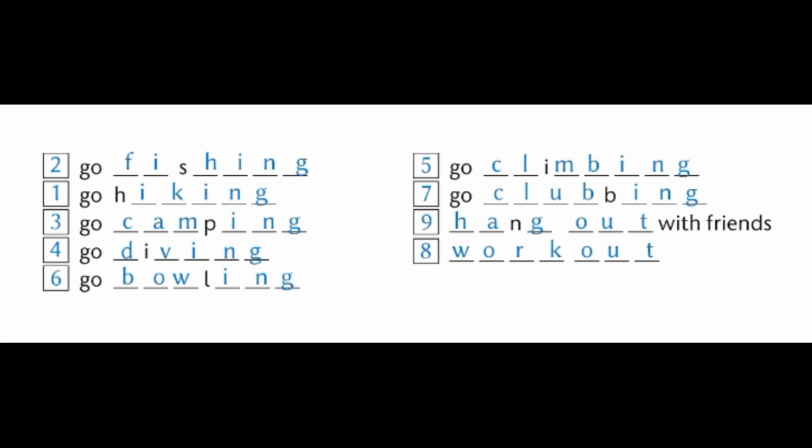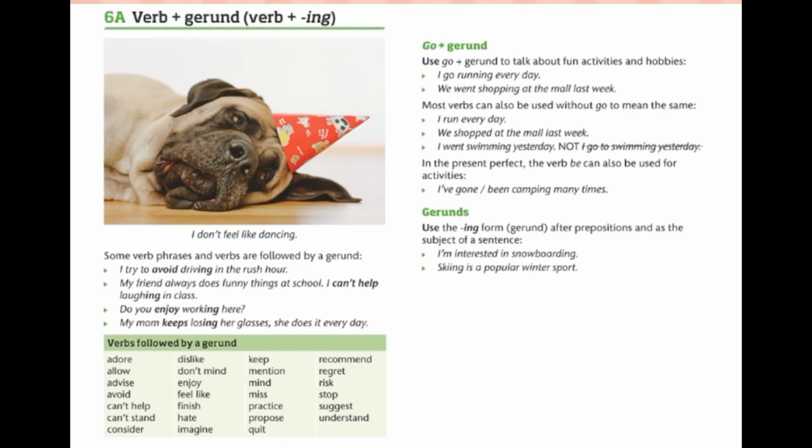So take a look. The exercise 1A, you say go fishing, go hiking, go camping, go diving, go bowling, go climbing, go clubbing. But with the verb hang and work, you say hang out, work out, right?